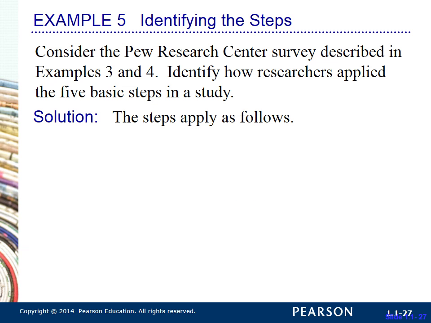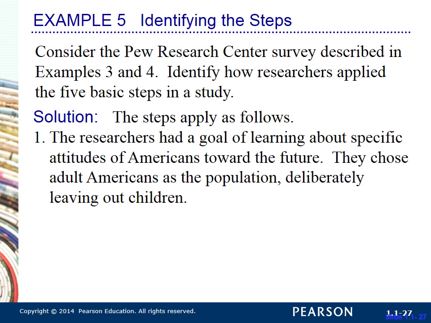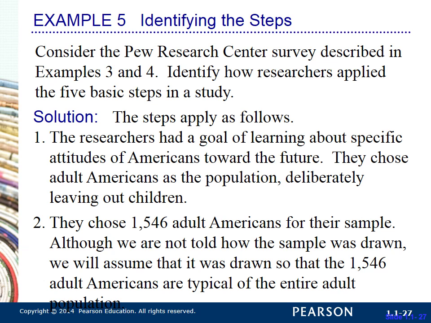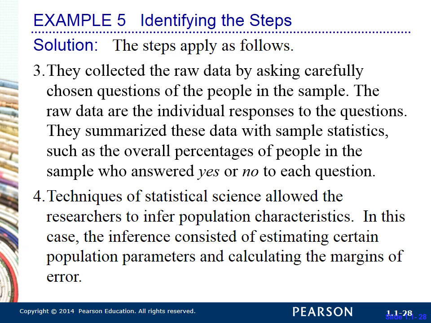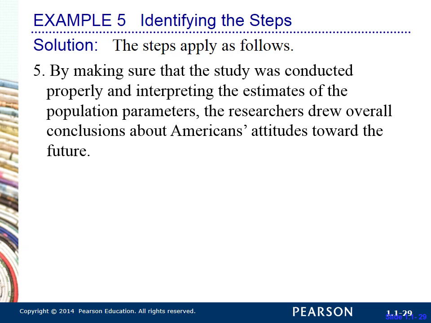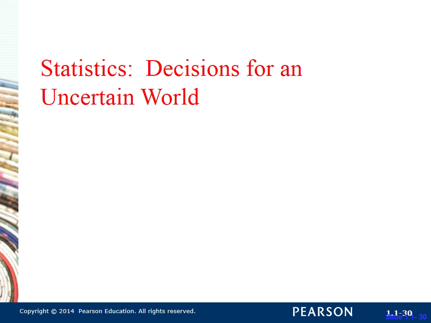Okay, so here if we identify our steps for the Pew Research Center, the steps were as follows. They set their goal about specific attitudes of Americans towards the future. They chose their sample size of their adult Americans. They collected that raw data by going out and asking people. Then they used techniques of statistical science to infer something about the population characteristic. And last, they make sure the study was conducted properly in interpreting the estimates, and so they could draw overall conclusions. And again, we'll talk a lot about these individual steps in sections to come.